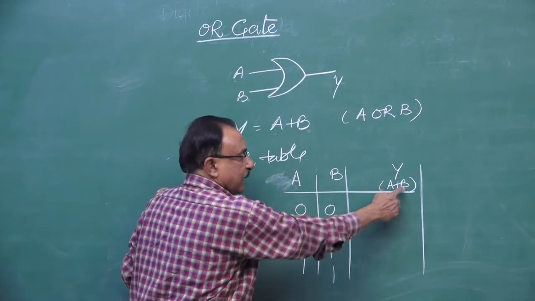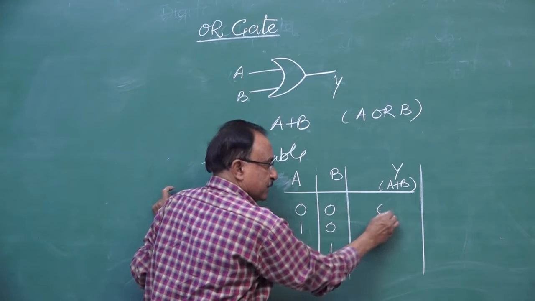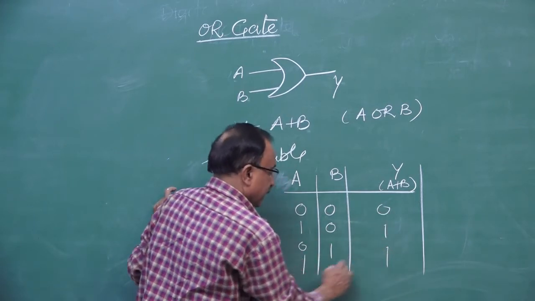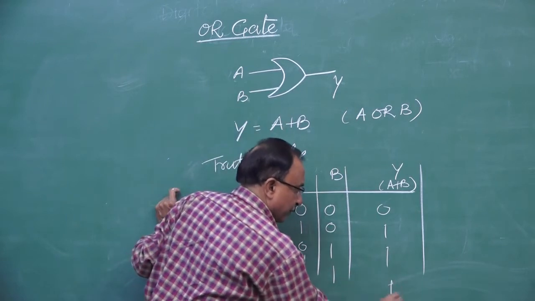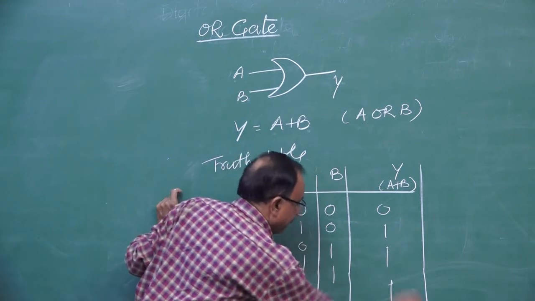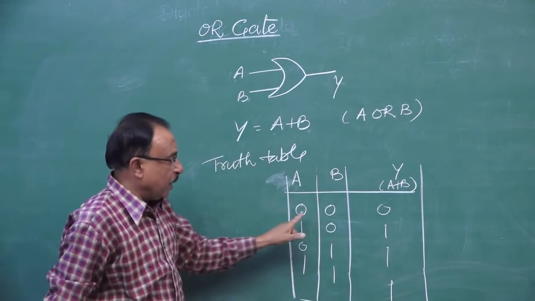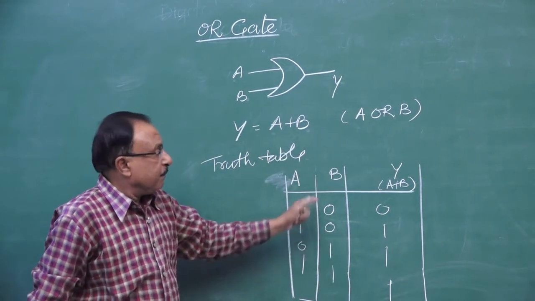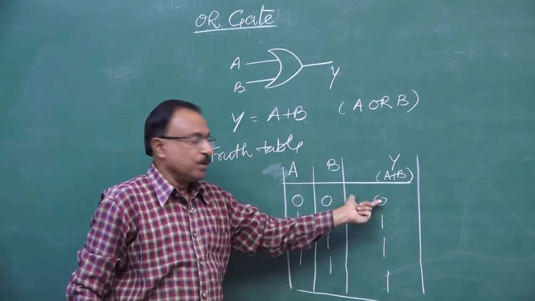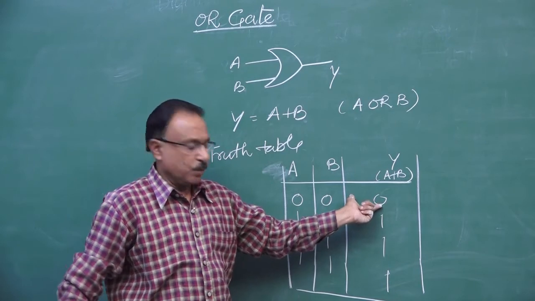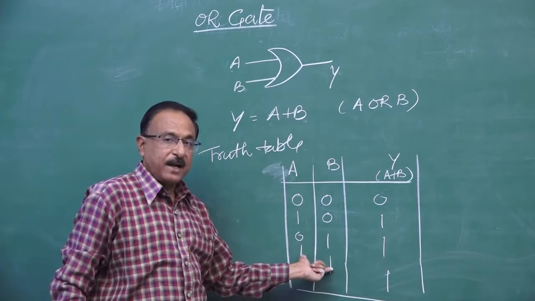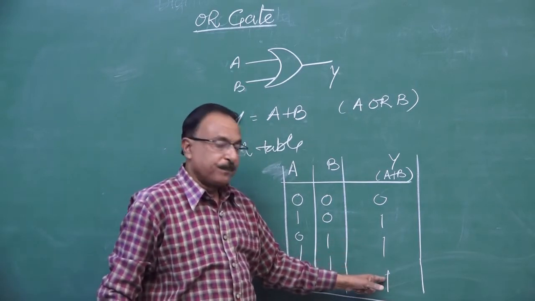Now, Y is A plus B. 0 plus 0, 0. 1 plus 0, 1. 0 plus 1, 1. And 1 plus 1 is 1 only. In binary, it is 1, 0. So what do we obtain? When we say 0, 0, when both of them are at low, we get low, no output. When one is at high, either A or B or both of them is at high value, we get the output, right?